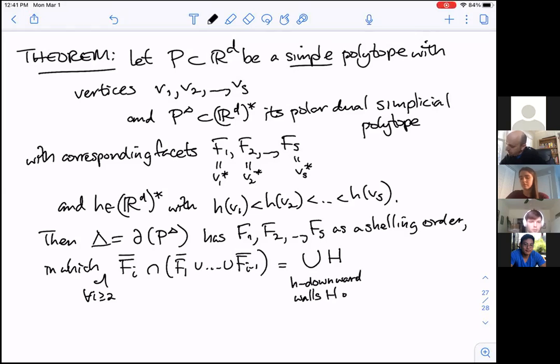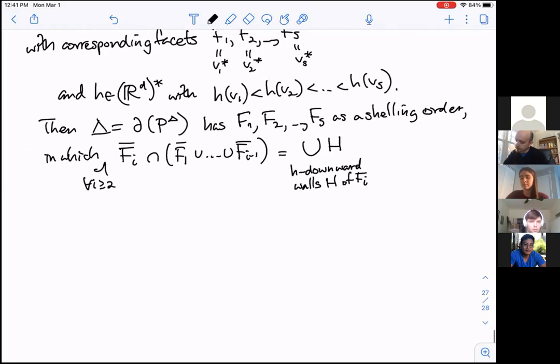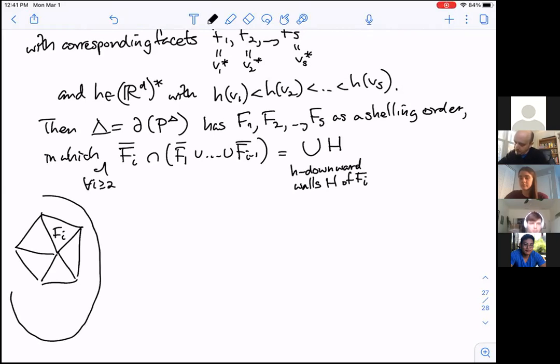Yeah, H of F_i. So maybe I'll draw you a picture over here. What do I mean by H downward wall? So I've got this P dual. And here's some F_i, and here's some previous, this is happening inside the bigger polytope. This is P dual. This is the simplicial thing. And the point is, there's this dual polytope over here where I've got a vertex V_i, and there's some edges that are going downward. There's some edges that are going upward.